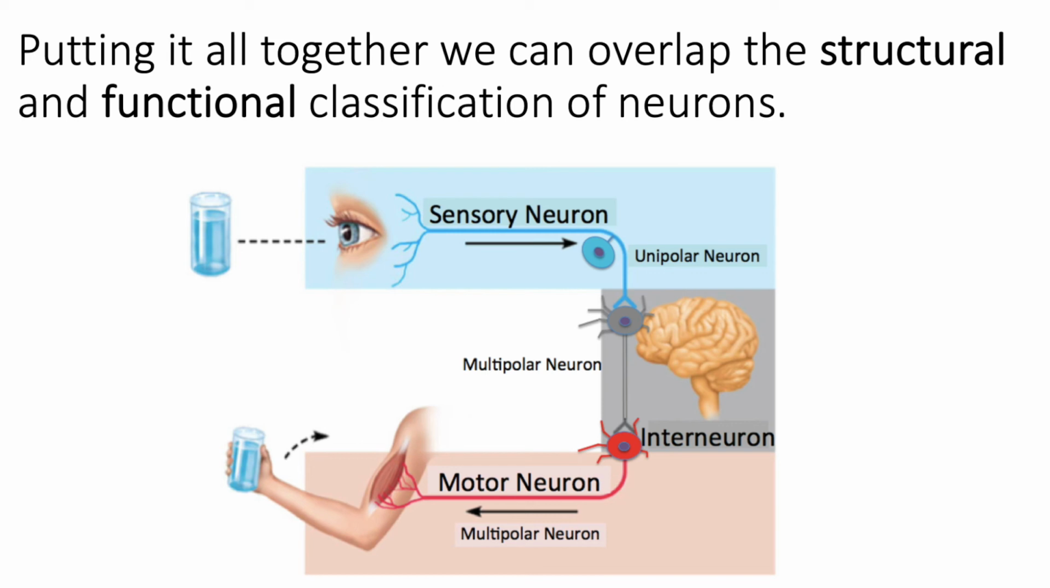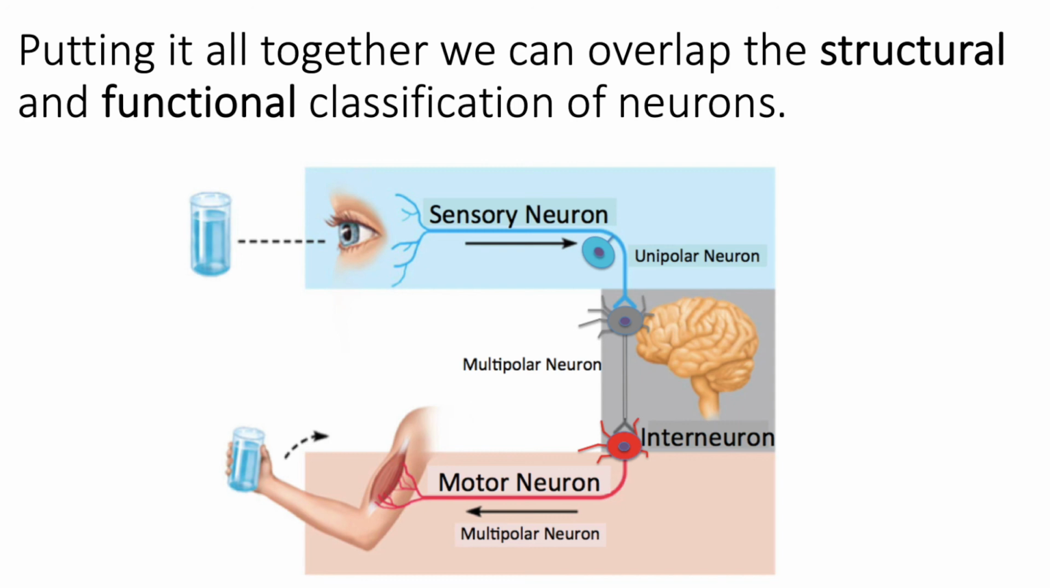Interneurons are located within the central nervous system. They're going to be sandwiched between sensory and motor neurons. So they're within the central nervous system. Interneurons will synapse at some point on a motor neuron. Motor neurons then take information to an effector, either a muscle or a gland. So there's a target organ that will contract if it's a muscle or secrete if it's a gland. Now, all motor neurons are also multipolar neurons.